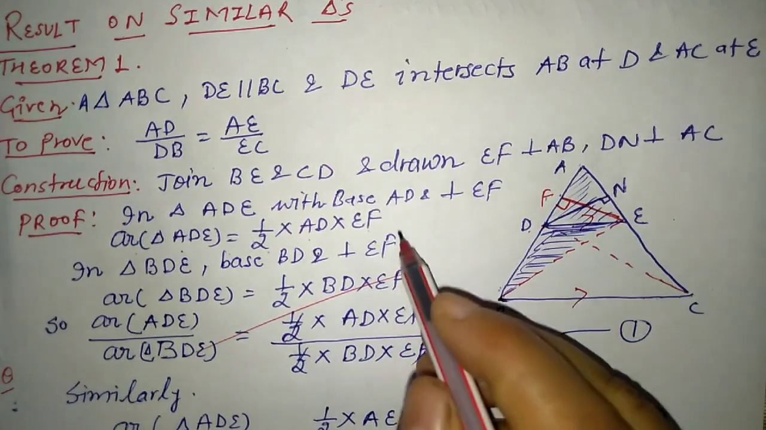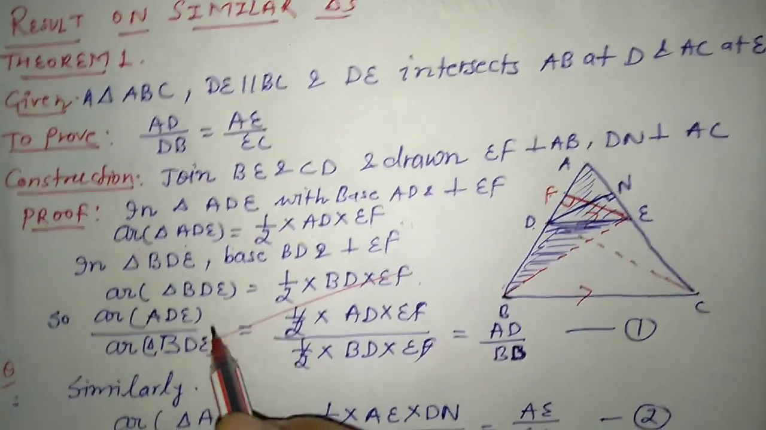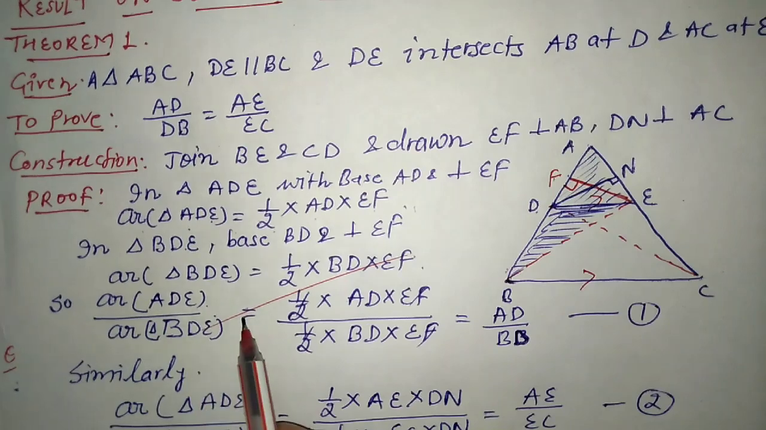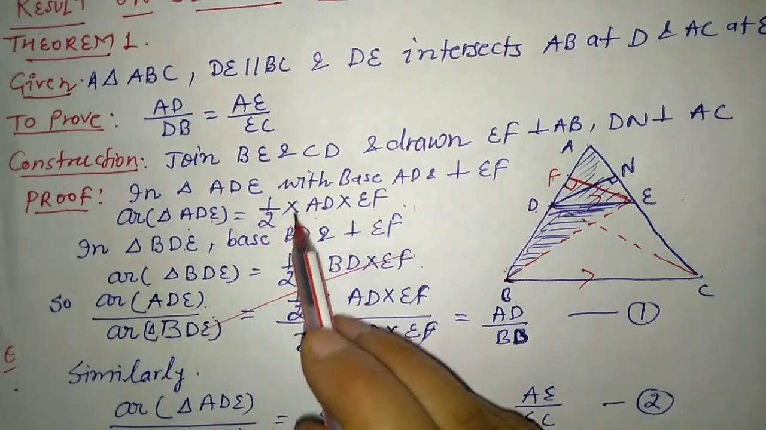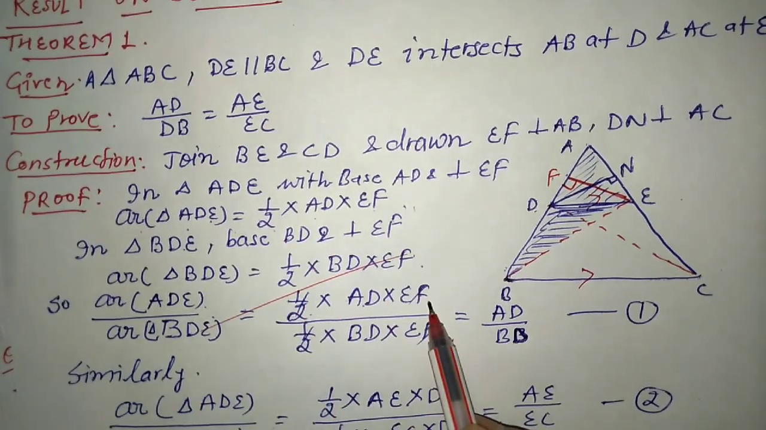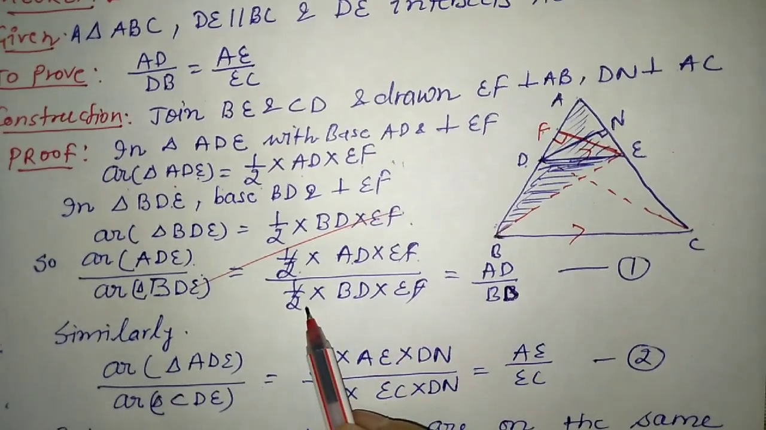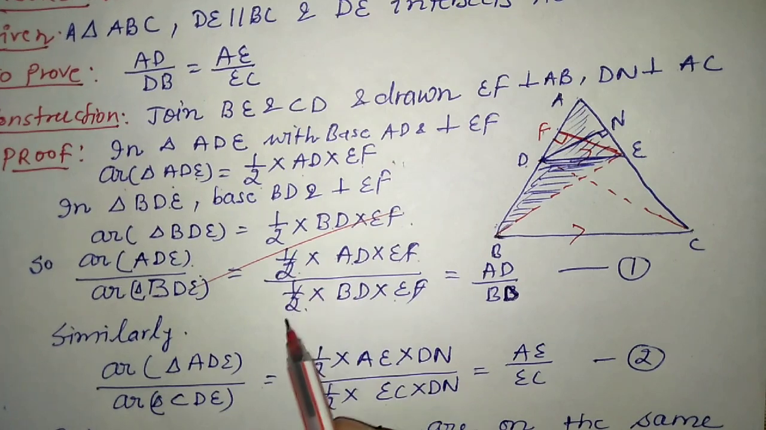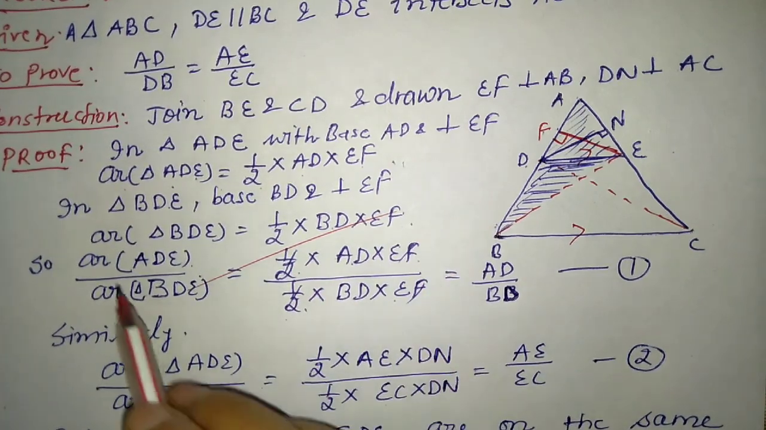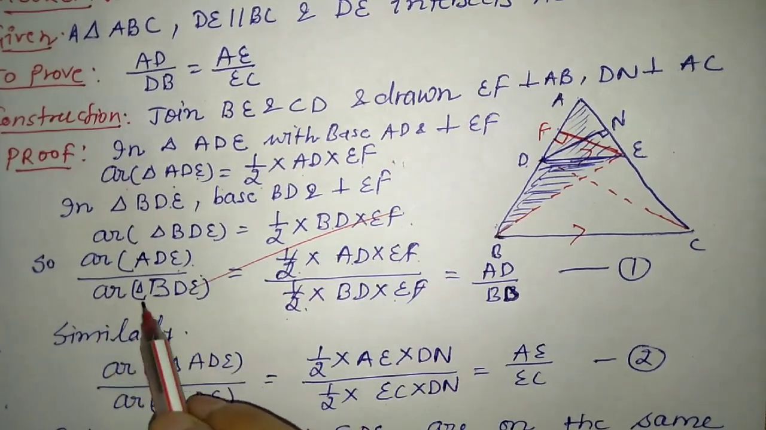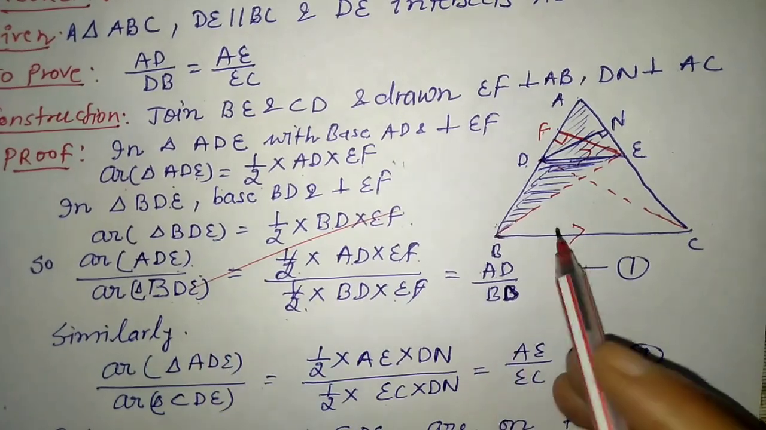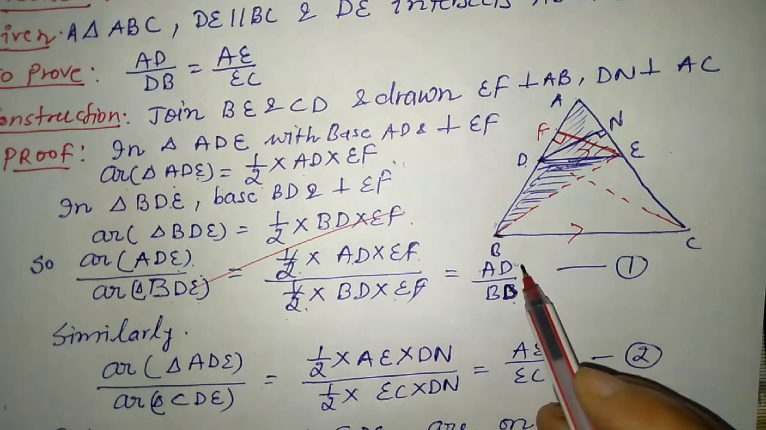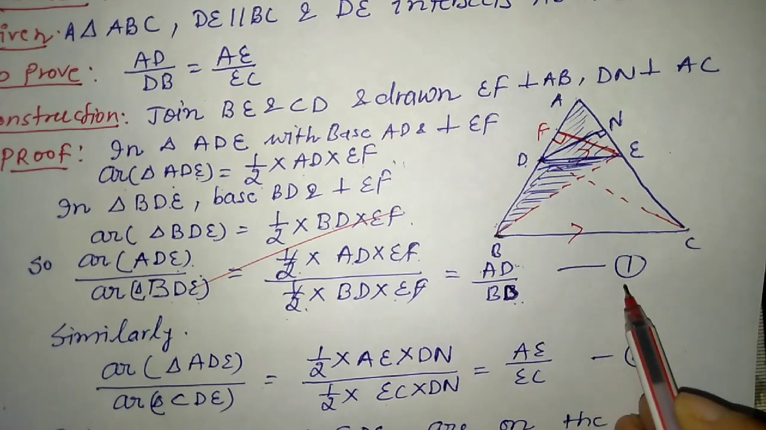If we divide these two, area of ADE upon area of BDE is equal to 1 upon 2 multiply AD into EF upon 1 upon 2 multiply BD into EF. So 1 upon 2 can be cut, EF can be cut. So area of ADE upon area of BDE is equal to what? AD upon BD. This is the first equation.